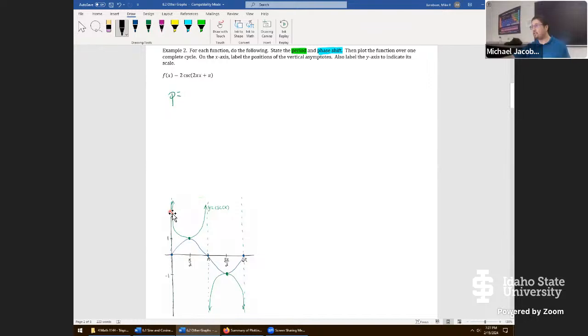For period, we use the period of the cosecant function. Cosecant has period 2 pi, just like sine. So just like we did with sine, we put 2 pi in the numerator, and we look at the leading coefficient of x inside the function, divide by that, and we're on our way. So the period on this function is exactly 1 this time. Any questions to that stage so far?